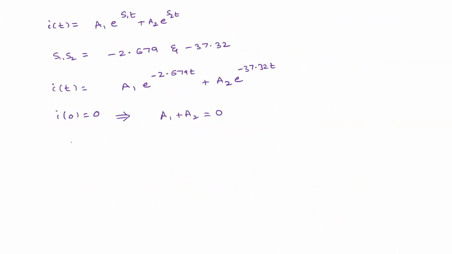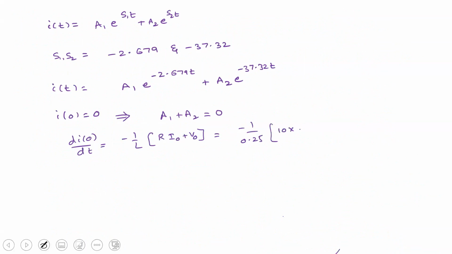what is dI of 0 by dt? It's minus 1 by L, R into I naught plus V naught. So what is this value? It's minus 1 by 0.25, R is 10, right? 10 into I naught, which is 0, plus V naught, which is 20. So what is this value? Minus 80 ampere per second, right?